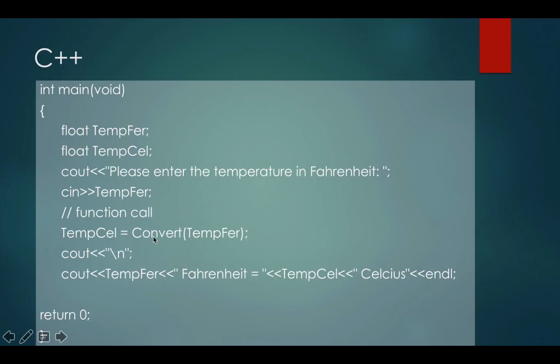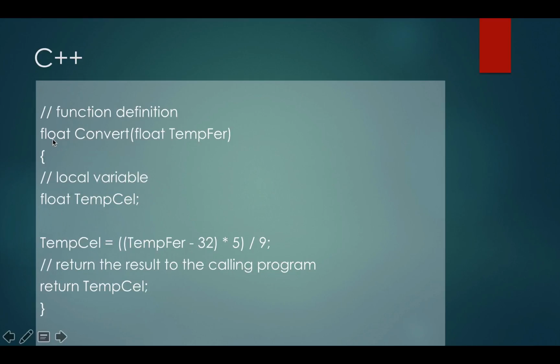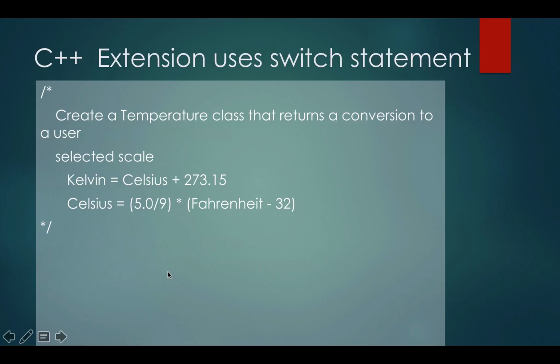So the next thing we need to look at is this function called convert, and we send the number the user's entered. So we've got float convert, float temp, it takes a variable, and in there we've got a local variable we call float temp cell. Temp cell equals temp fer, which is the information we got from the user, minus 32. We do the conversion and we return the temperature in Celsius. So we can go on to it further.